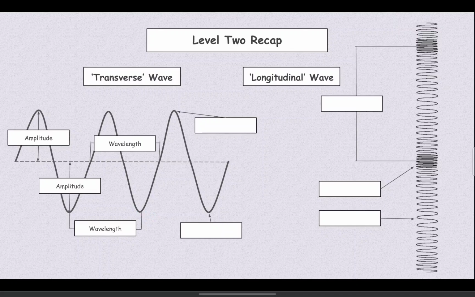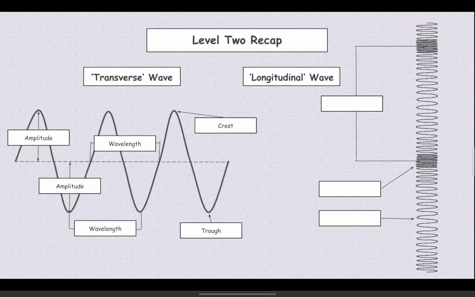Now, if you've heard me talking throughout this, you might be able to guess what this is. This is the trough, which is the place of highest amplitude under the equilibrium position. And this box here, I've already said it. If you don't know, it's the crest, which is the place of maximum amplitude above the equilibrium position. And they are your basic features for a transverse wave.